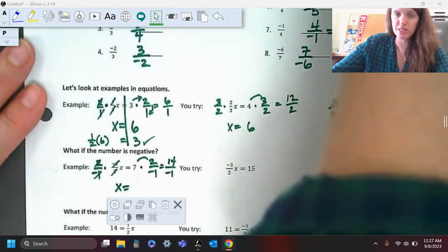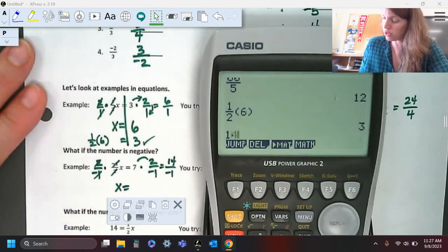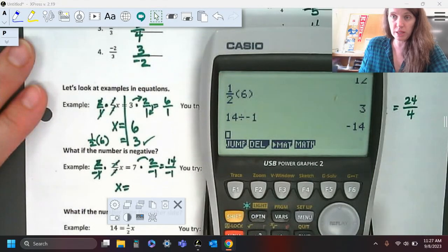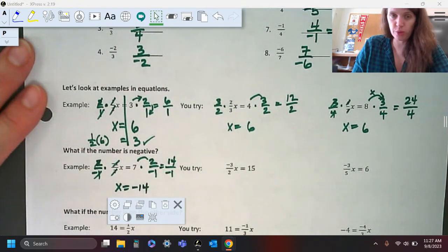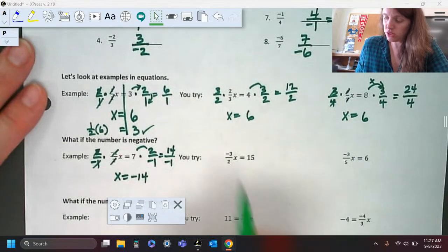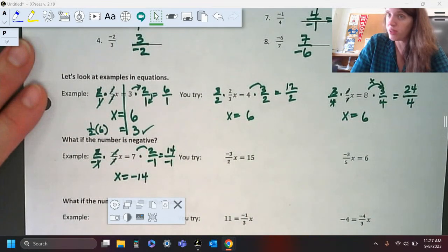Well, what is 14 divided by negative 1? Again, if you're struggling with that, just do it in your calculator. 14 divided by negative 1 equals negative 14. So x equals negative 14. All right, let's look at the next ones. I want you to try these two. They're no different. There just happens to be a negative number in there.